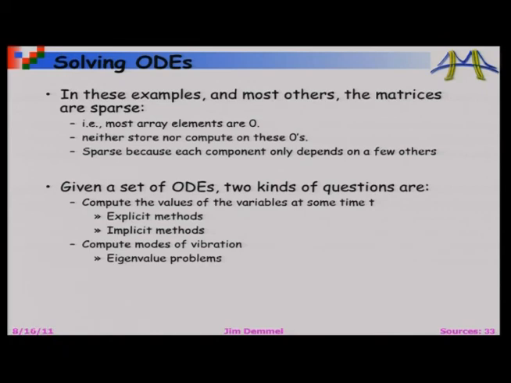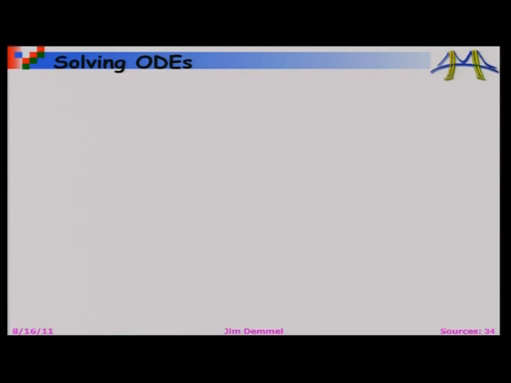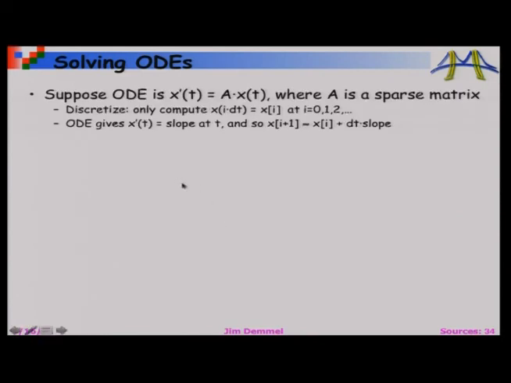So let me give you two examples, explicit methods and implicit methods, for solving a really simple differential equation, and just say which patterns arise. Eigenvalue problems use the same patterns. I won't go into those details. So let's suppose I'm trying to solve x dot equals A times x, where x is a column vector and A is a big sparse matrix, and so I'm going to discretize it. I only want to know the values of x at certain time steps, 0, 1, 2, 3.